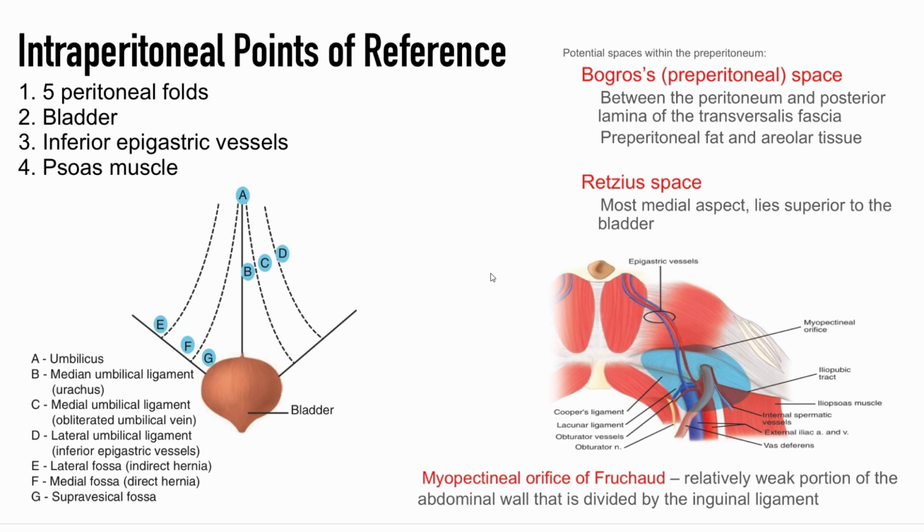This area contains preperitoneal fat and areolar tissue. The most medial aspect of the preperitoneal space, that which lies superior to the bladder, is known as the space of Retzius. The posterior perspective also allows visualization of the myopectineal orifice of Fauchard, a relatively weak portion of the abdominal wall that is divided by the inguinal ligament.